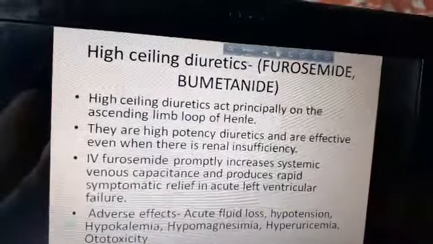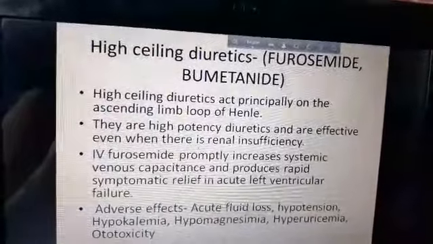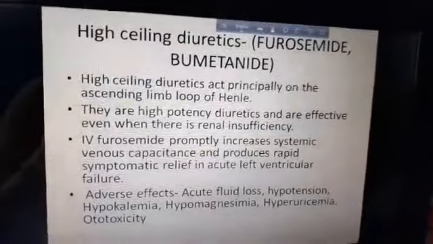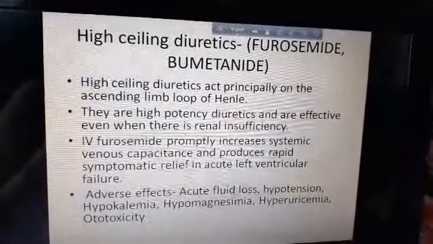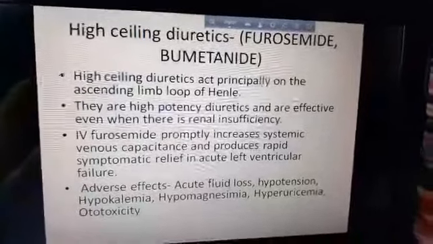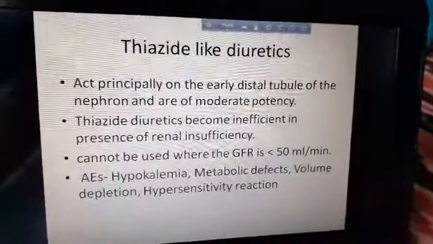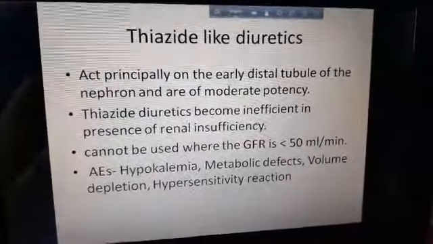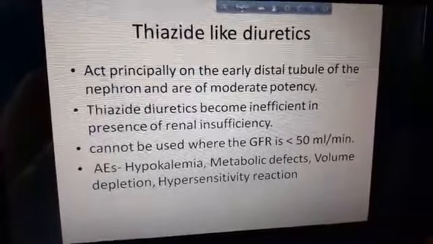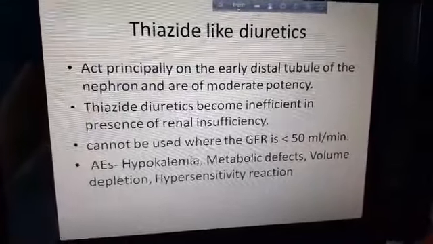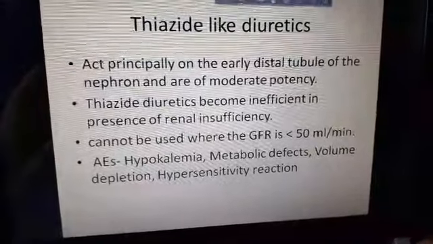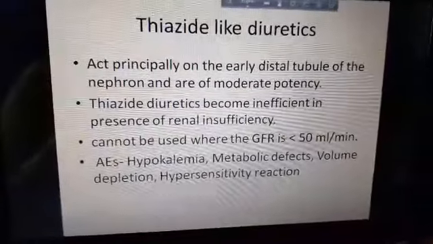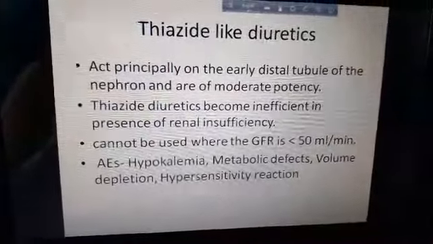One is that it has a high ceiling. That means increased dose will cause increased effect, which leads to increased excretion of salt and water. That's why it relieves the congestion better, as well as it is effective when renal perfusion is also less, because its site of action is relatively proximal to the thiazide. Proximal means it acts earlier. Thiazide-like diuretics act principally on the early distal tubule, and being of moderate potency, they can become inefficient in the presence of renal insufficiency. So they cannot be used when GFR is less than 50 ml per minute, because thiazide cannot reach the distal tubule or its site of action properly when GFR is low.